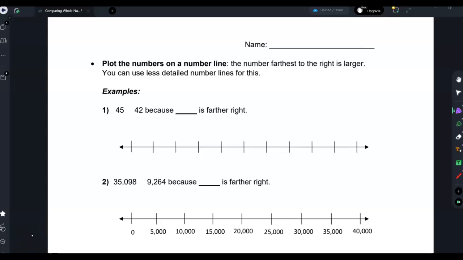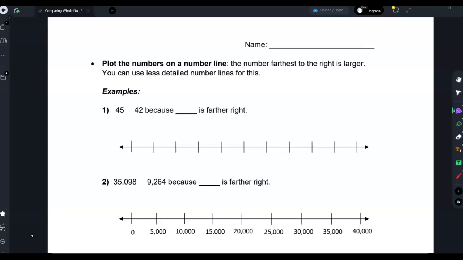The last way we'll look at comparing numbers is by plotting the numbers on a number line. This is a really great visual way to verify. You might have some students that, if you make them do it this way, they might complain, especially when the problems are easier. So like something like 45 and 42, you might have some students who are like, why do I have to do this on a number line?